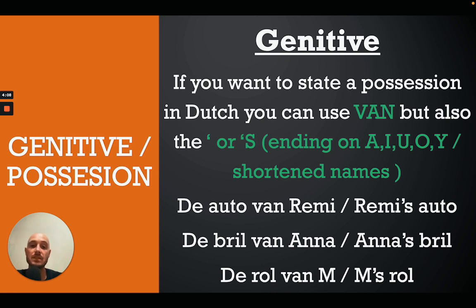Now sometimes if the word ends on an S, of course you will not write an apostrophe s after that, but if you want to say it this way, then you just write an apostrophe. For instance, if we change Remy into Kees, the auto van Kees, the car of Kees, we can also say Kees' auto, written with an S and an apostrophe behind it. So that was the second rule for using the apostrophe in Dutch.